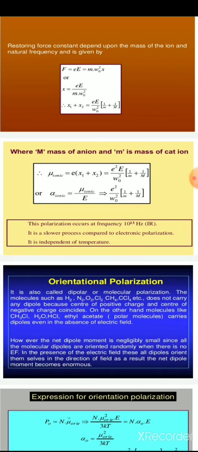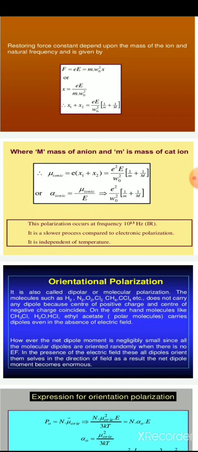Or alpha ionic equals, we know that alpha ionic equals mu ionic by E. We are considering ionic, meaning it belongs to ionic polarization, equals e square by omega naught square. In the above equation, E will get cancelled, and e square by omega naught square into 1 by small m plus 1 by capital M.